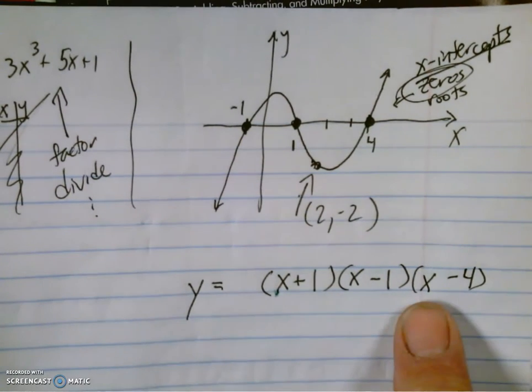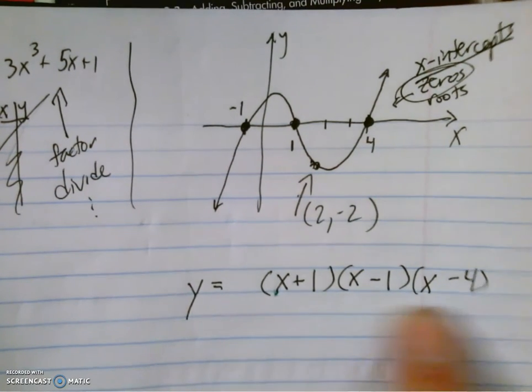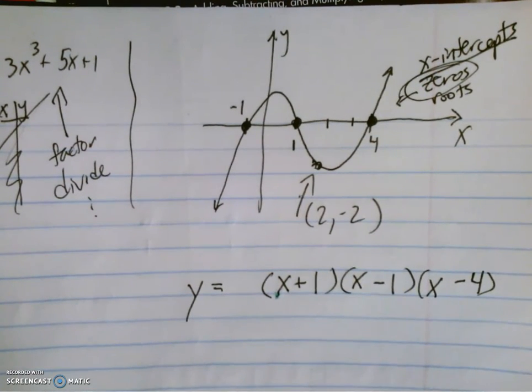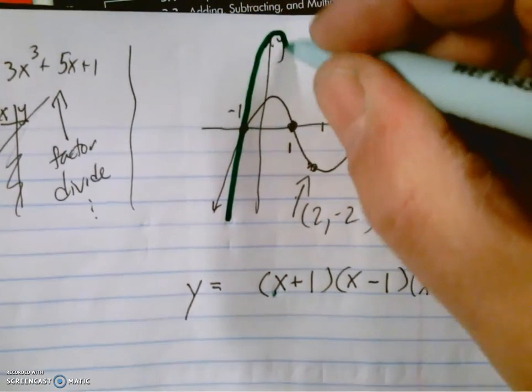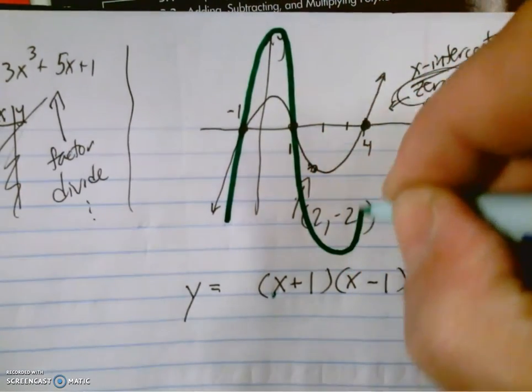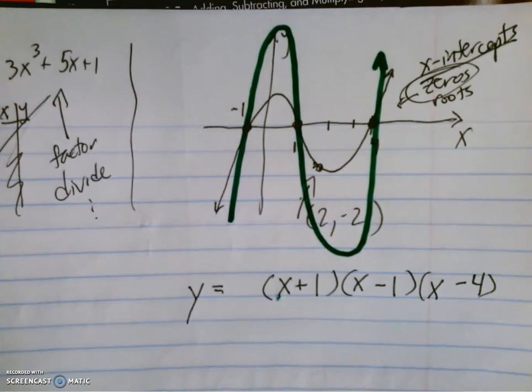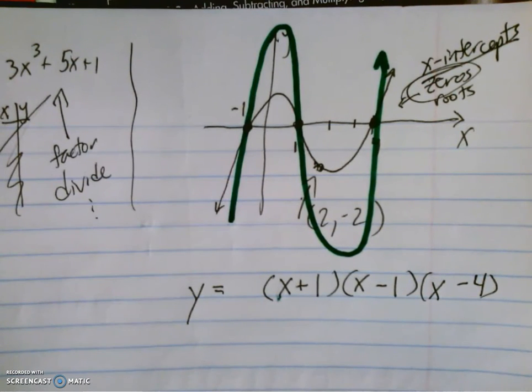So this by itself would do that, but there are a lot of curves that go through these 3 points. I can make another one that went up even higher and totally missed the 2, -2, and then went like that. So we just stretch this, and that's what we're going to see on the graphing calculator.